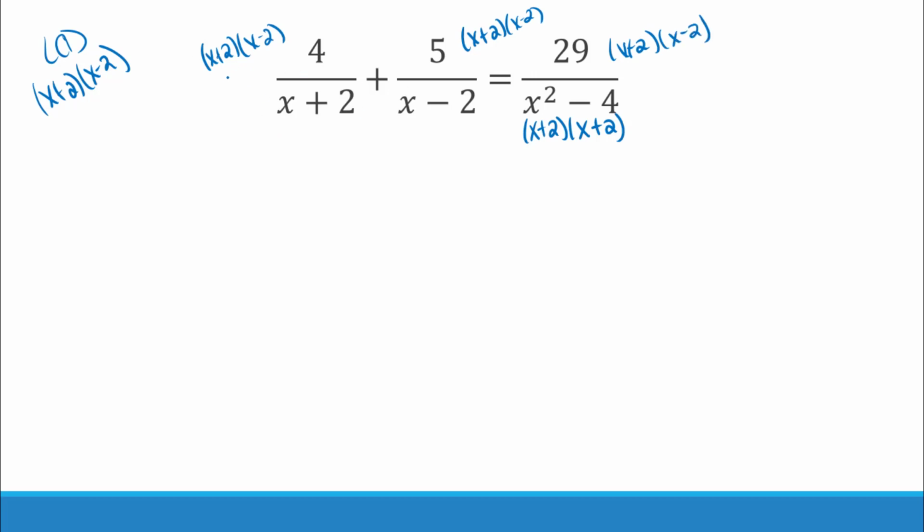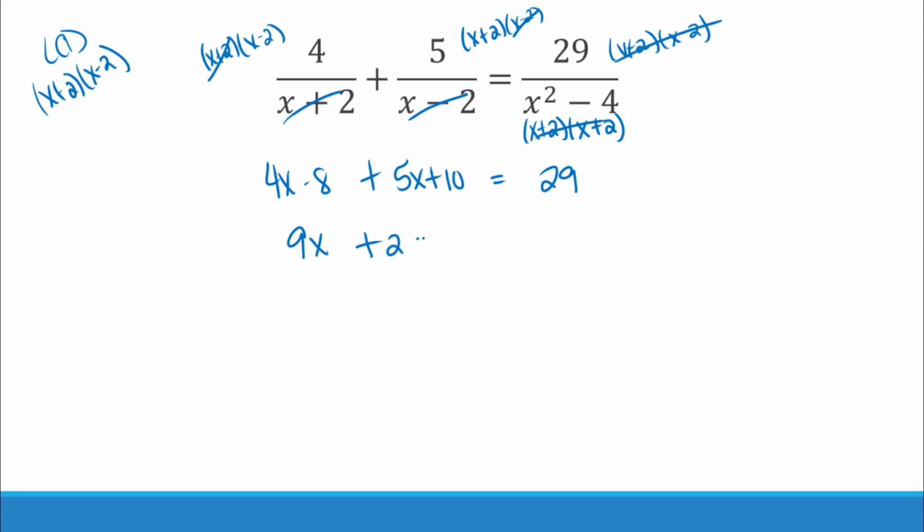Let's cancel some denominators. So those are gone. 4 times x minus 2 gives you 4x minus 8. Cancel these. 5 times x plus 2 gives you 5x plus 10. And then all of that cancels just to give you 29. So this is going to be 9x plus 2 is equal to 29. We're going to subtract 2. So 9x is equal to 27. Divide by 9. X is equal to 3.